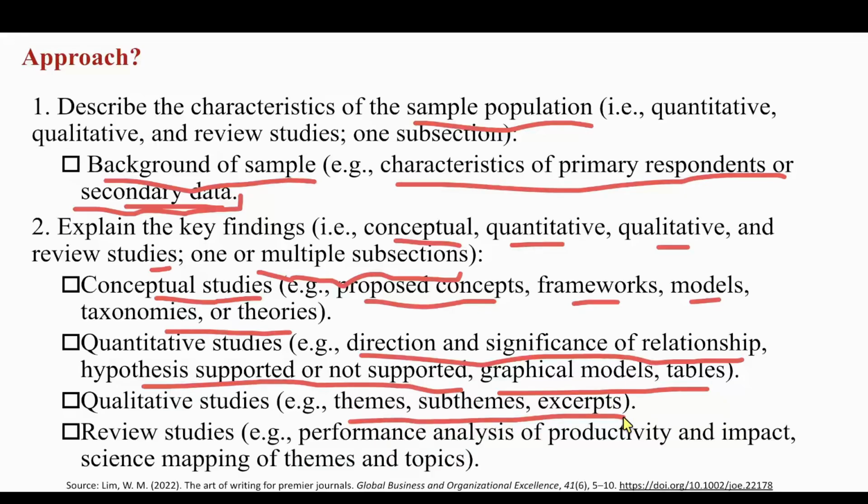In review studies, we may do it based on what exactly we are doing, like science mapping, theme mapping, or performance analysis of productivity and impact. So we have to arrange it according to what exact analysis we are doing, right? There are a few good papers on, for example, bibliometric analysis. There are a few prominent researchers in the field, like Professor Satish, who was previously with IIM Nagpur.